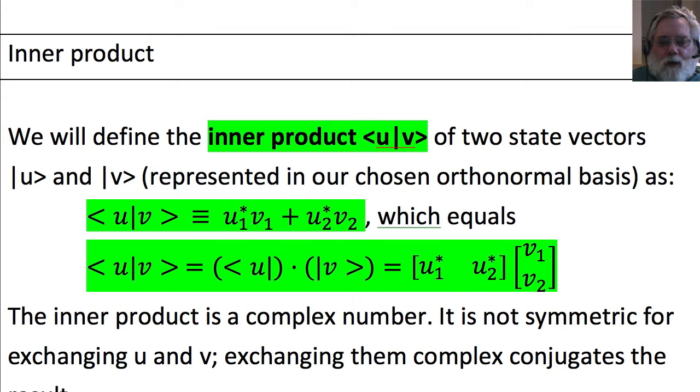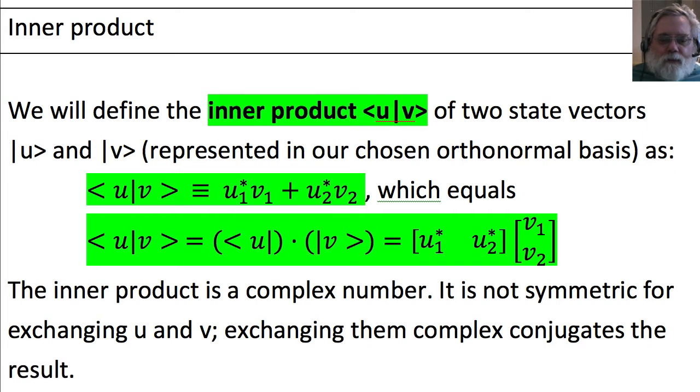Now, the inner product is a complex number. It's not a vector. It's not a column vector. It's not a row vector. It's a complex number. U1 conjugate V1 plus U sub 2 conjugate V2, that's a number. All inner products are numbers. The inner product is not symmetric for exchanging U and V. Order matters. Exchanging them complex conjugates the result.